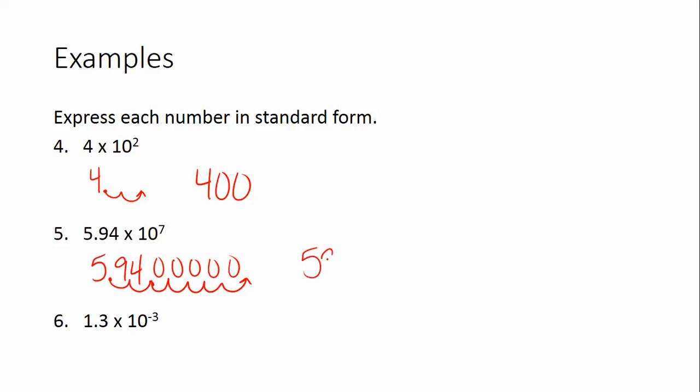It's 59,400,000. Please make sure that when you do this, you are again putting your commas in the right places. Remember, commas go every 3 digits, starting from the right-hand side and moving left.